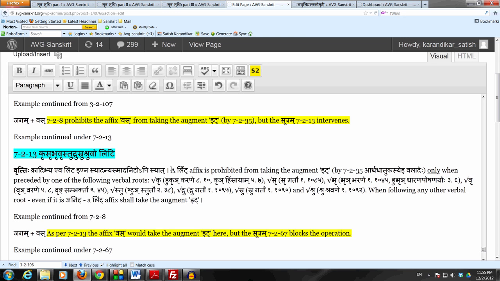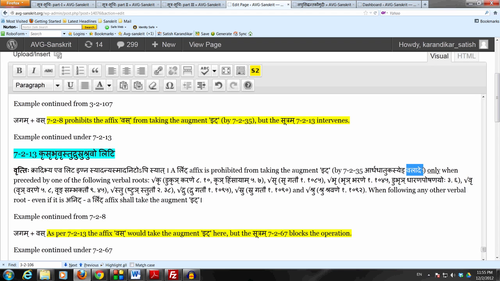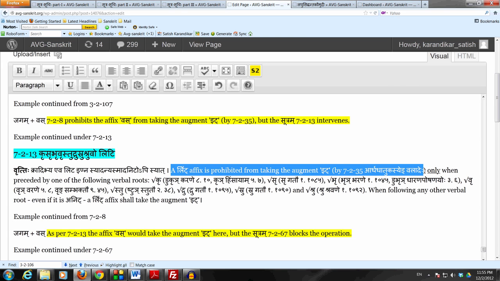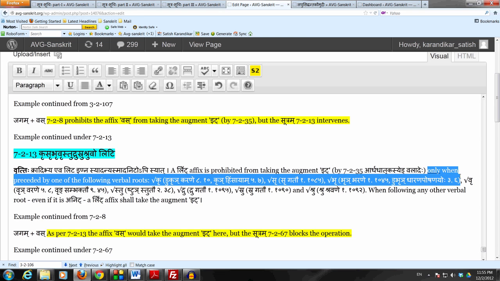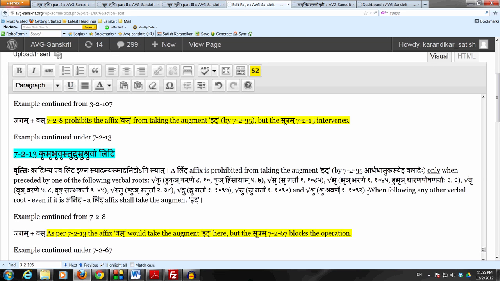So basically, a liṭ affix does take the iḍāgama when following any other verbal root except these. But never forget the basic condition should be valādi pratyaya. That condition always holds, that it has to be a valādi pratyaya. So the meaning of this sūtram becomes: a liṭ affix shall be prohibited from taking the augment iṭ, which would normally come by 7.2.35 ārdhadhātukasyeḍ valādeḥ, only when preceded by one of the verbal roots which we just listed. When following any other verbal root, even if it is aniṭ, a liṭ affix shall take the augment iṭ.